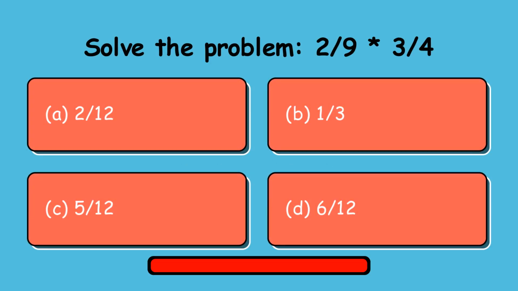In this problem, we are asked to multiply 2 divided by 9 by 3 divided by 4 and find the correct solution. The possible solutions are A, 2 divided by 12, B, 1 divided by 3, C, 5 divided by 12, D, 6 divided by 12. You have 10 seconds to solve the problem, or feel free to pause the video if you need more time.